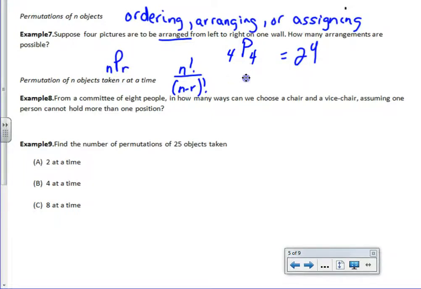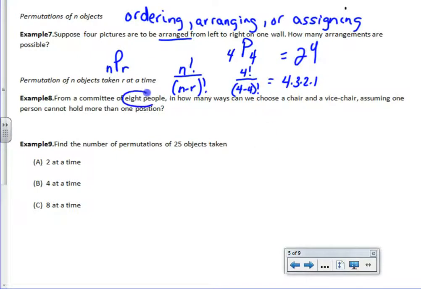So for our problem, we would have done 4 factorial over 4 minus 4 factorial. So essentially, 4 minus 4 factorial is 0 factorial, which is 1. You could type it on the calculator if you wanted to, but our problem ended up just being 24. I'm not going to make you calculate permutations by hand. I'm always going to let you type them right in on a calculator.